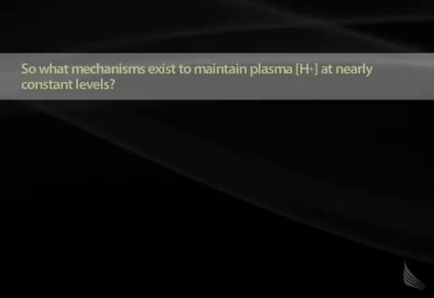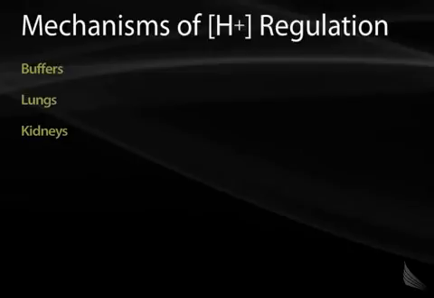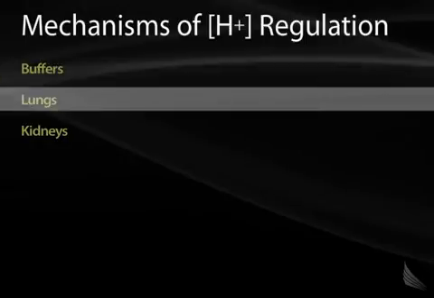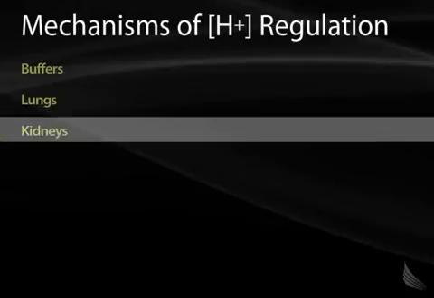What mechanisms are in place to maintain plasma hydrogen at nearly constant levels? There are three major mechanisms of hydrogen regulation. The most immediate response to changes in acid concentration is the use of buffers. The next most immediate response to changes in hydrogen concentration is through changes in minute ventilation by changes in pulmonary function in the lungs. And finally, changes in hydrogen concentration lead to changes in the kidney handling of hydrogen ion, changes in net acid excretion.